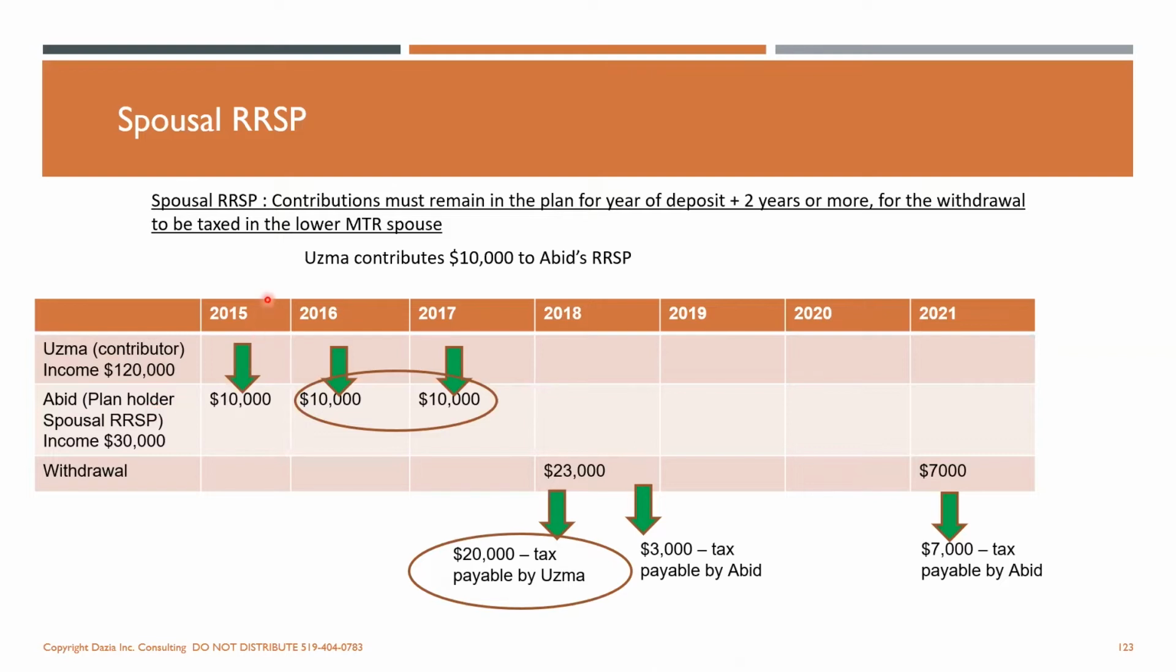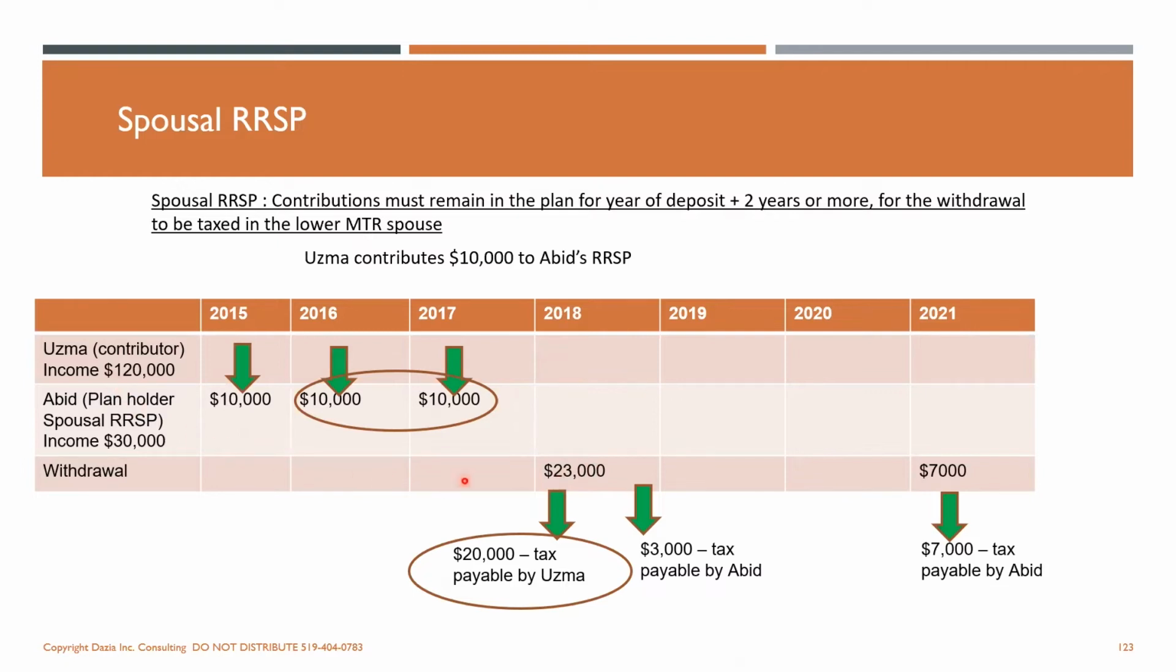So let's assume in 2015, Uzma contributed $10,000 to Abid's plan. In 2016, she also contributed $10,000, and 2017 also. So there are $30,000 in the spousal RSP plan for Abid. In 2018, they decide to take out the money for some unexpected expenses. Now, who will pay taxes on this $23,000?